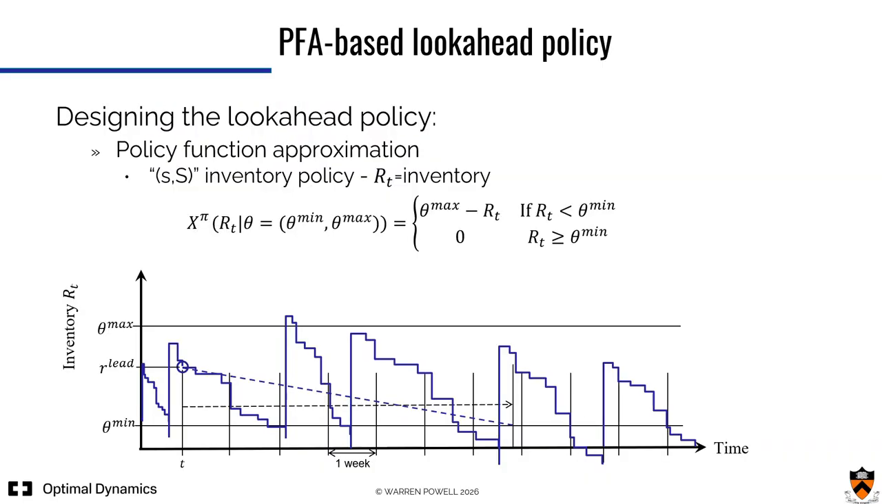Let's imagine that we say, okay, I'm going to use a classical inventory policy called the (s,S) policy, or order up to. I'm going to use my theta notation of theta min and theta max. If the inventory goes below theta min, I have to order up to theta max. So again, remember, this is just an approximation to help us make decisions in the future. But it's a simple PFA policy.